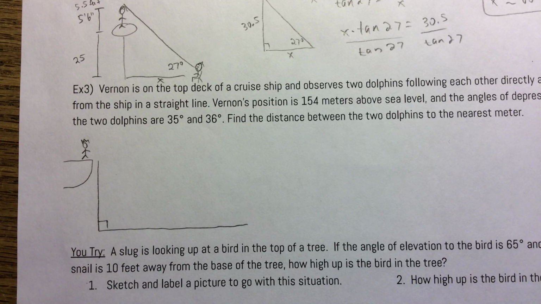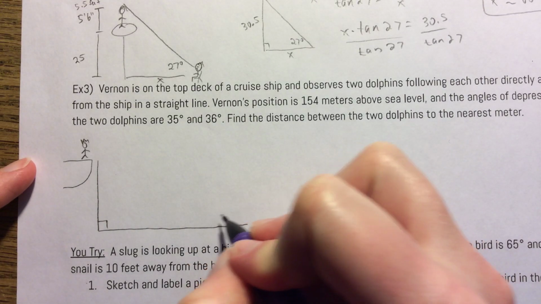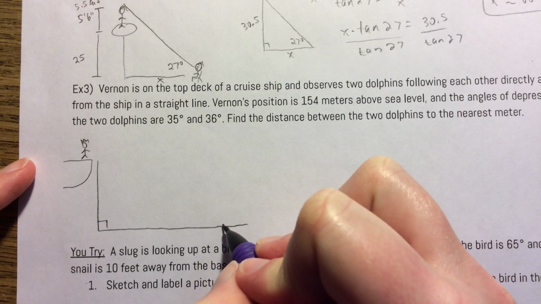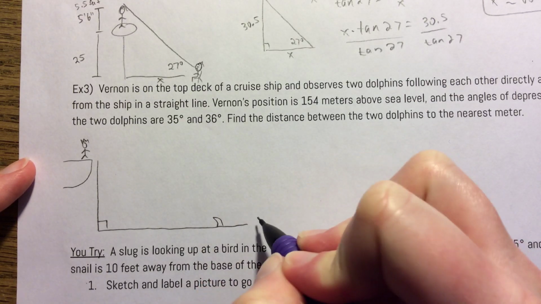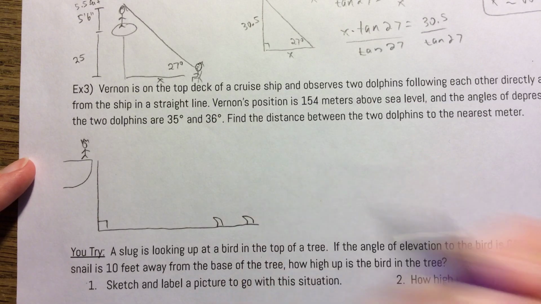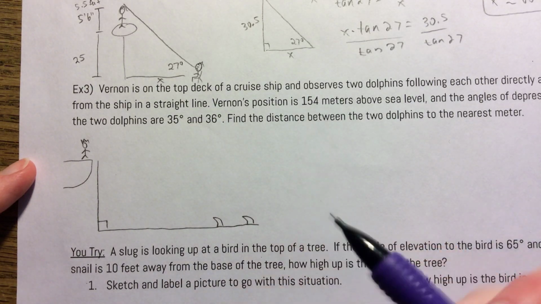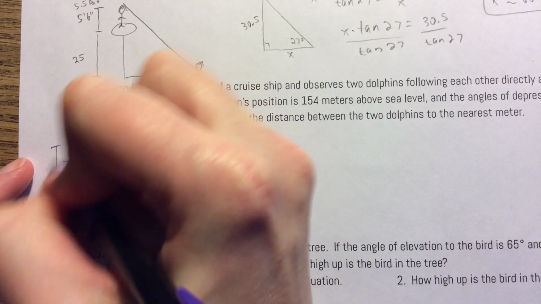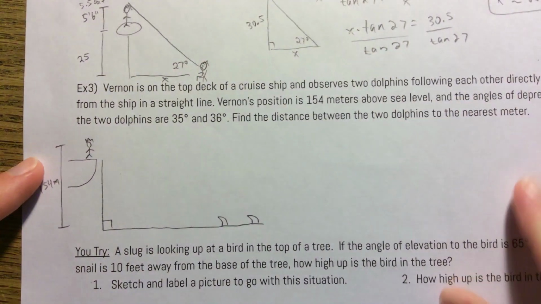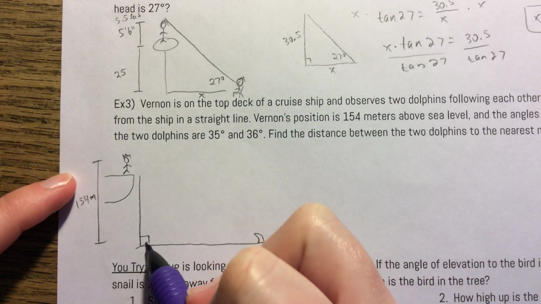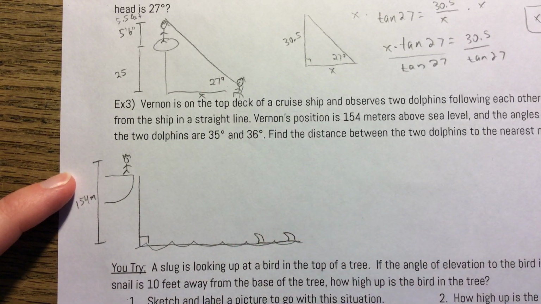Vernon is on the top of the deck of a cruise ship and observes two dolphins that are following each other directly away from the ship in a straight line. So I've got a couple. I'm not even going to try to draw a dolphin. We're just going to draw the little dolphin thingy here. So here's my two dolphins. He is 154 meters above sea level. So I labeled that. This is my ocean down here.